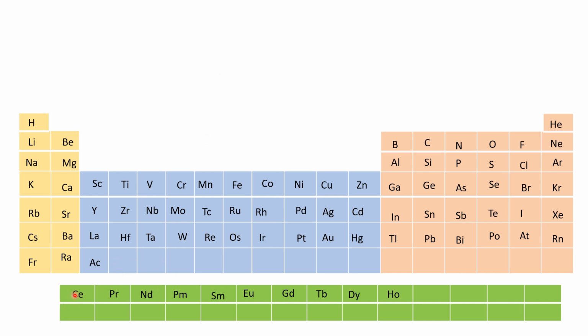Now next comes this lanthanide series, which is the first period of this F block elements, and in that we have made a sentence Lasi Parnad Pam Sam Yugad Tab Ti Ho Ir Tam Yablu, that is lanthanum and then cerium, praseodymium, neodymium, promethium, samarium, europium, gadolinium, terbium, dysprosium, like that. And here the last element in this lanthanum group is this lutetium.